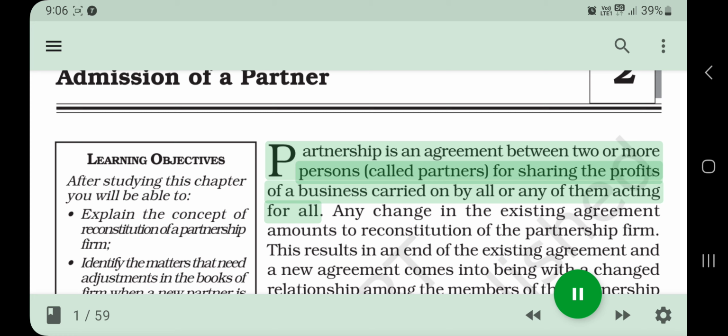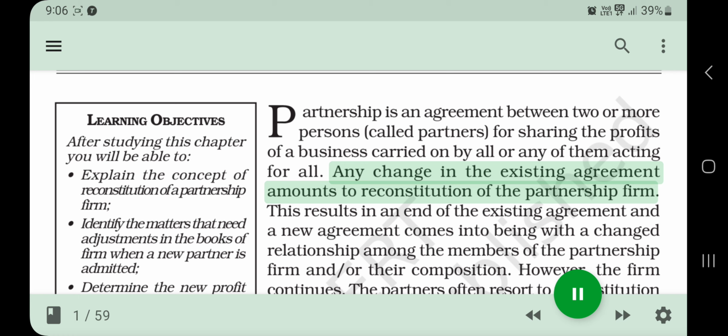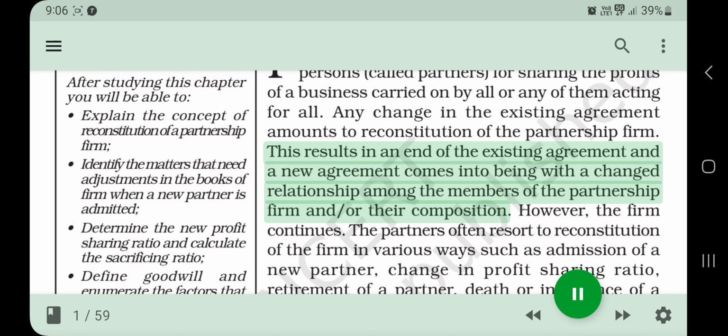Partnership is an agreement between two or more persons, called partners, for sharing the profits of a business carried on by all or any of them acting for all. Any change in the existing agreement amounts to reconstitution of the partnership firm. This results in an end of the existing agreement and a new agreement comes into being with a changed relationship among the members of the partnership firm and/or their composition.